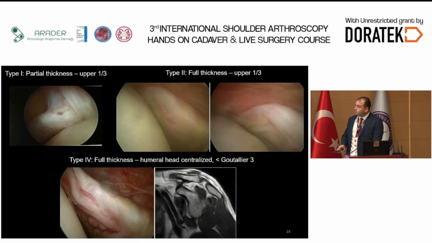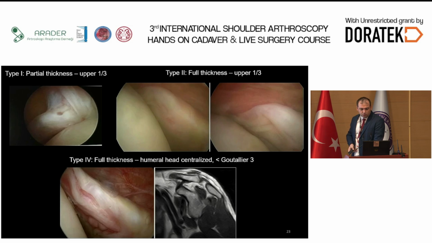We see different grades of tears according to the Lafosse classification here. We are looking from the posterior portal in all of these. The first one is type 1, an upper 1/3 partial thickness tear. The second one, on the right upper side, is an upper 1/3 full thickness tear.